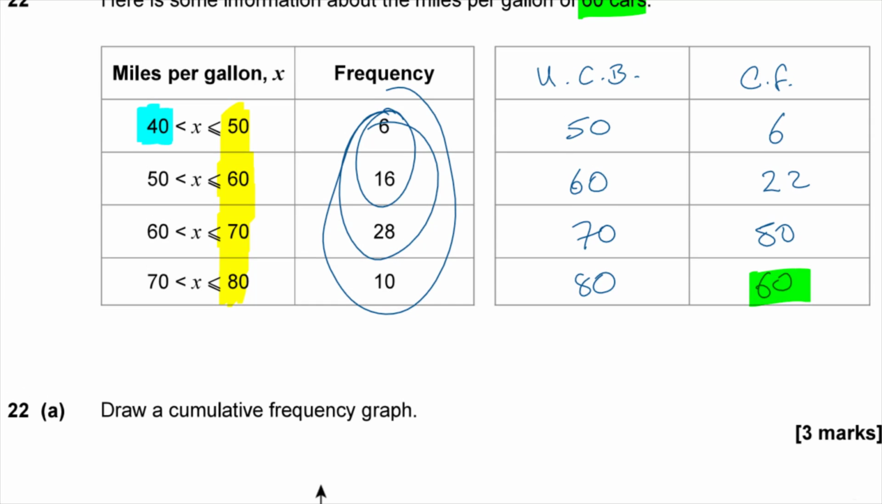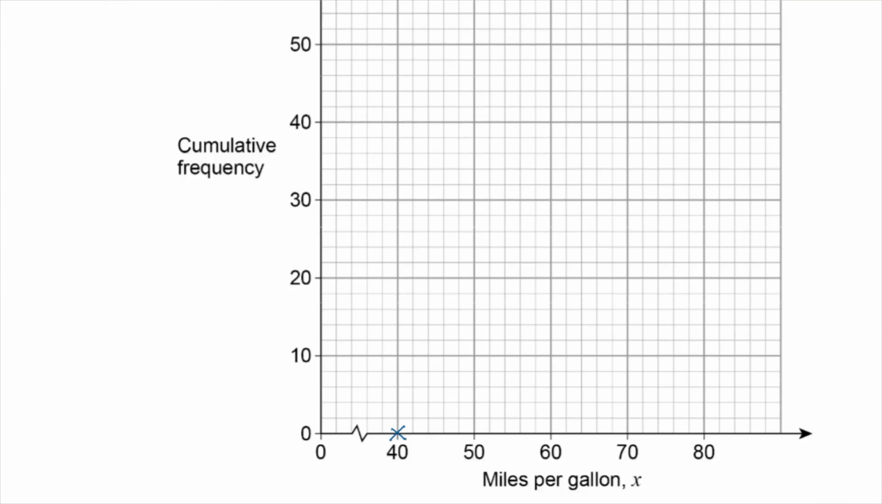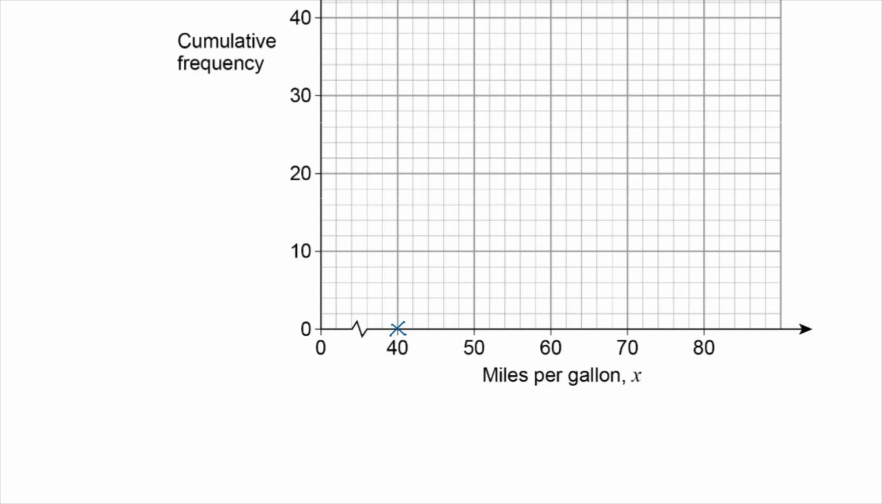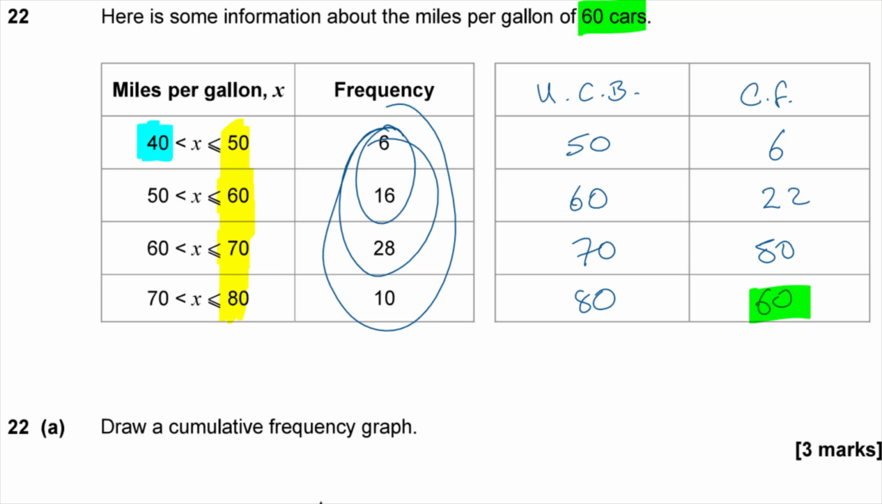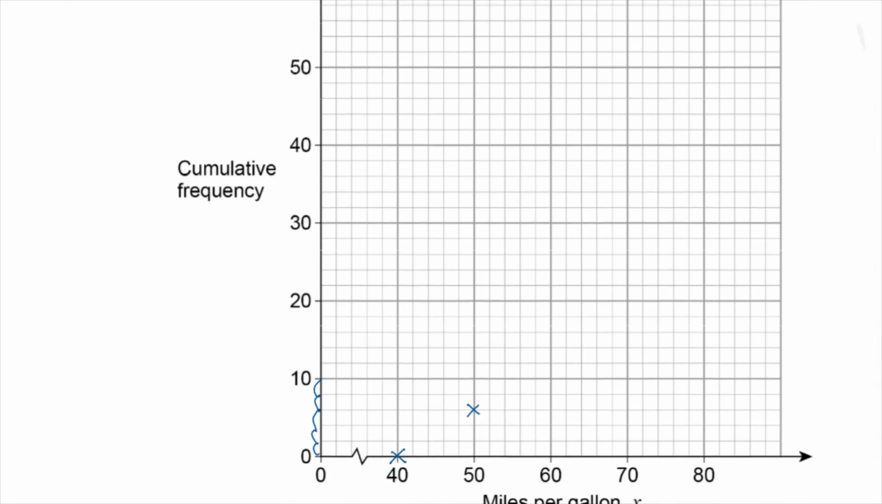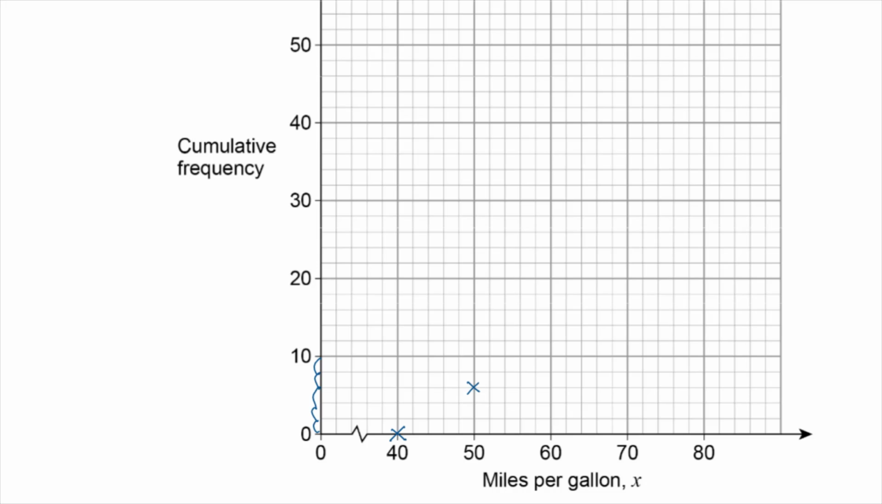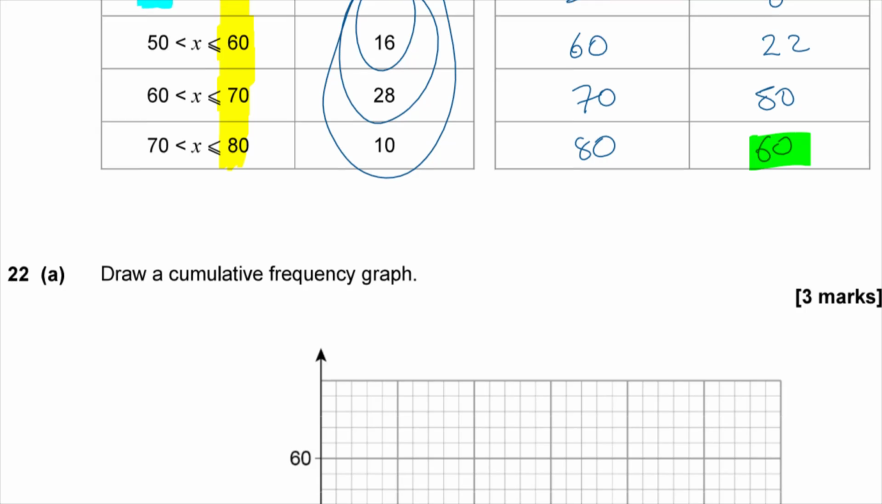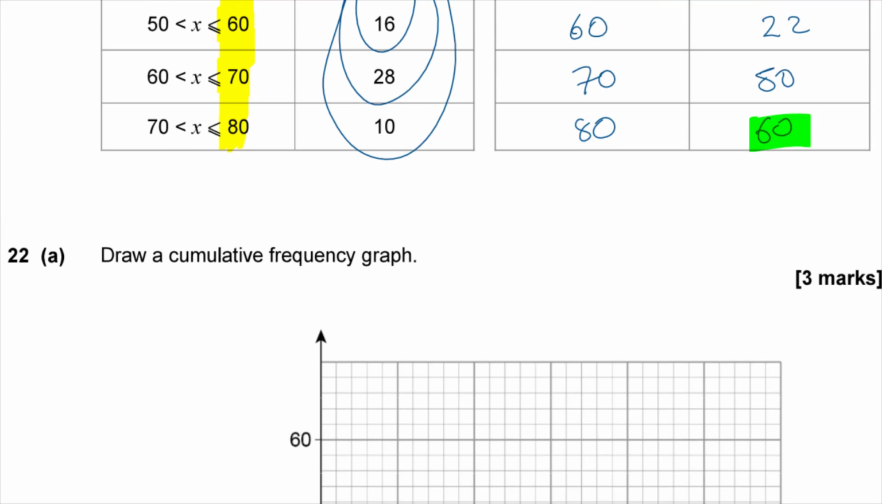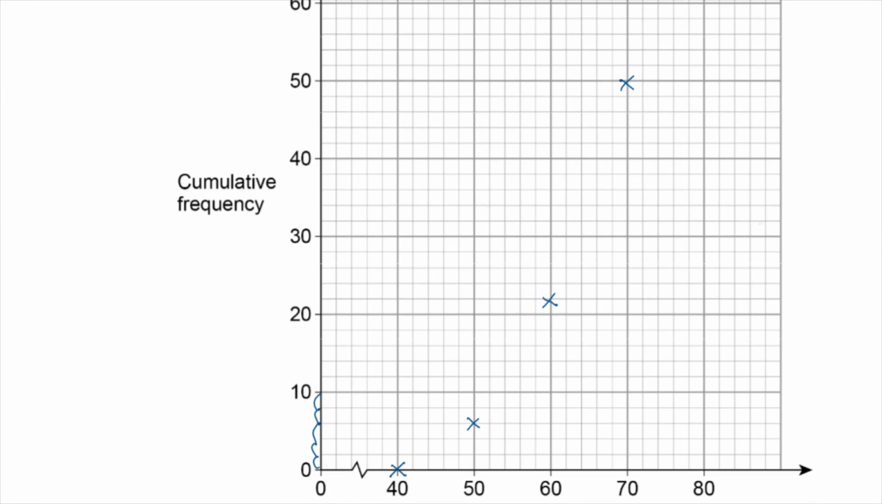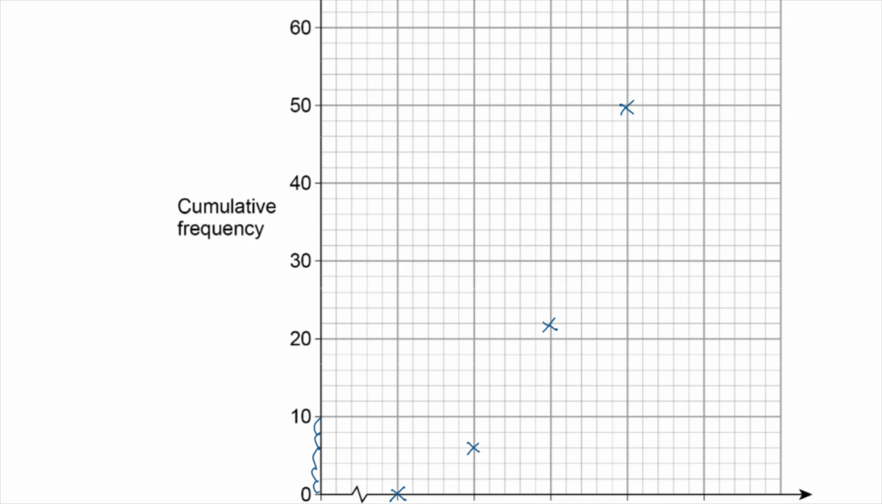My next point is going to be at 56. Each one of these little squares is going to be worth 2, 2, 4, 6, 8, 10, isn't it? So that's going to be 6 there. My next one is going to be plotted at 60 and 22. So 60 goes with 22. It's that point there. My next one is 70 at 50. And then finally at 80 and 60. 80 and 60 goes there.